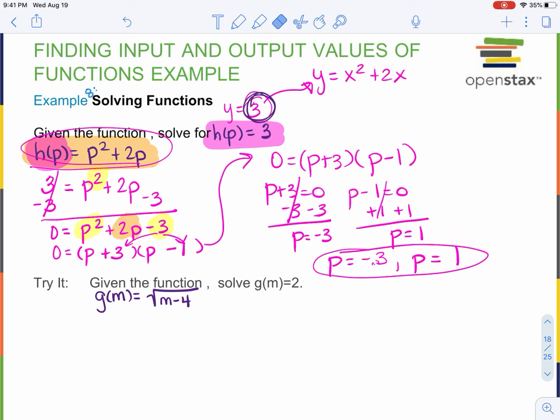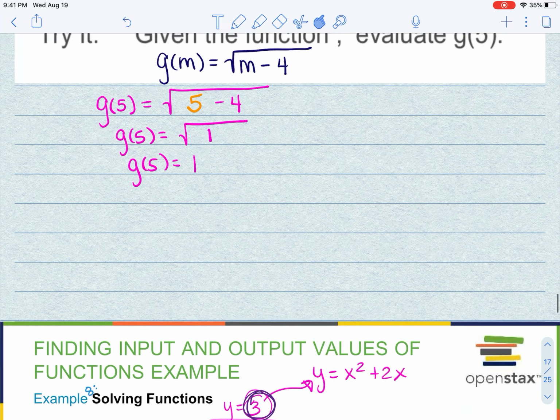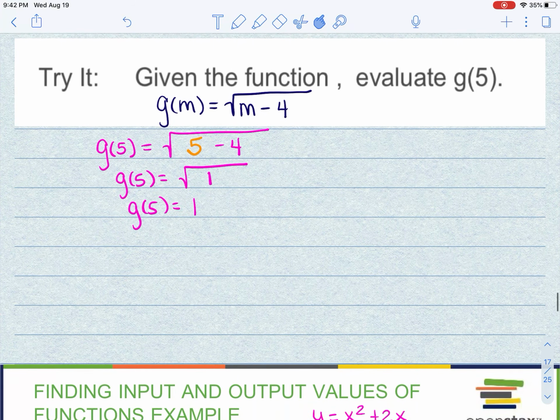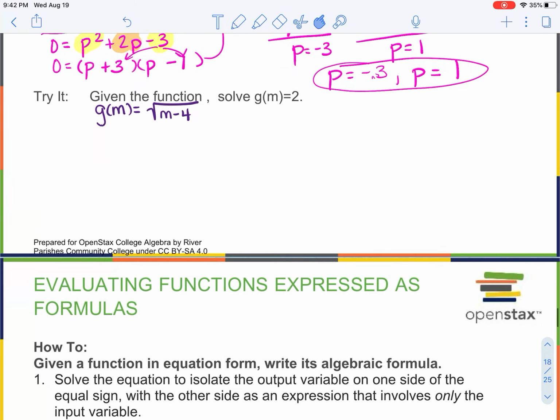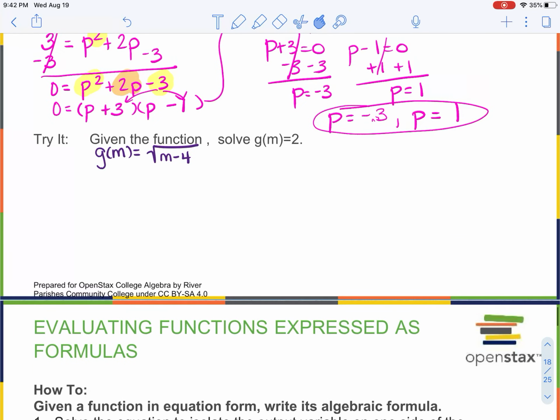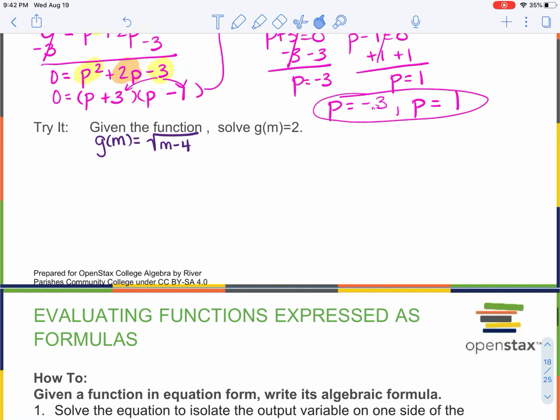So you give it a try. This time we're giving you g of m right here. And g of m, if you will recall, from the last try it, not example 7, remember that g of m equals square root of m minus 4. We're going to put in 2 for the g of m, and you're going to solve it. So this will require you to think back and think, how do we solve equations that involve square roots? So pause the video, and then when you unpause, we will go over it.